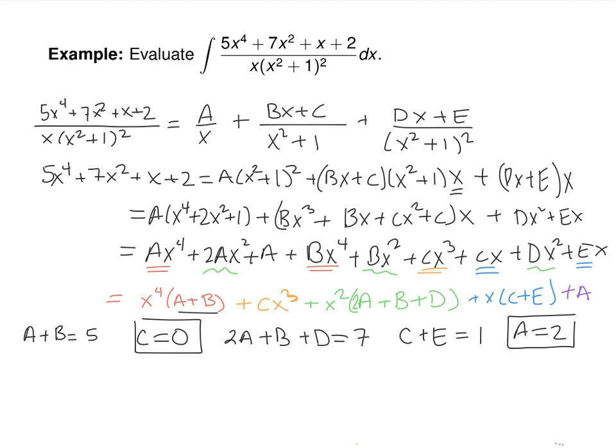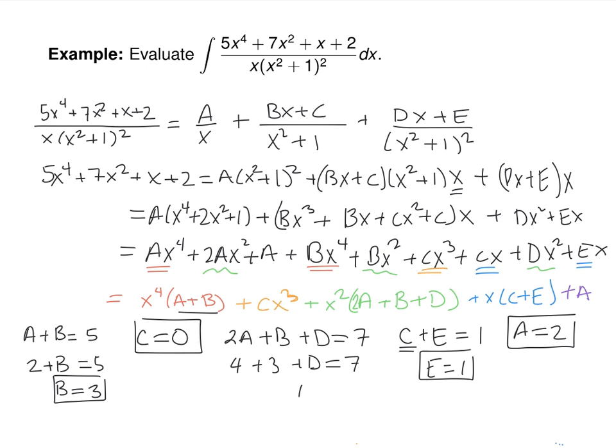The good thing about these long ones is a couple of the constants sort of come out right away. All right, now knowing C is 0, we can plug that in right here, and E will have to equal 1. We know A is 2, so 2 plus B equals 5, and therefore B is equal to 3. And the only thing left to solve for is D. So 2A, that'd be 4, plus 3 plus D equals 7. Looks like in this case D is also 0.